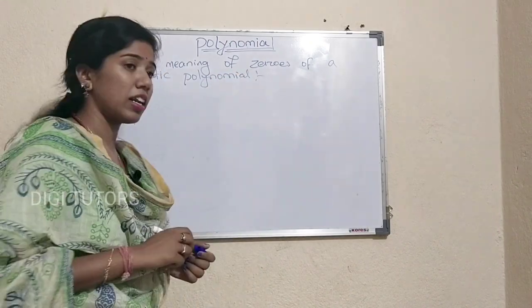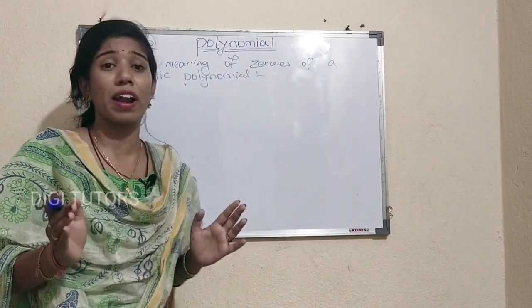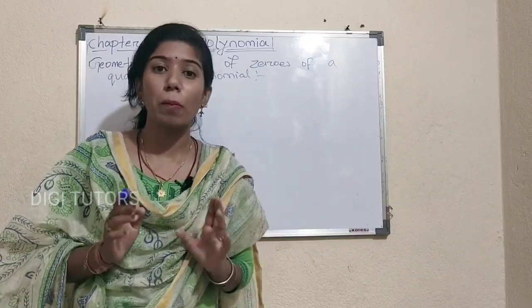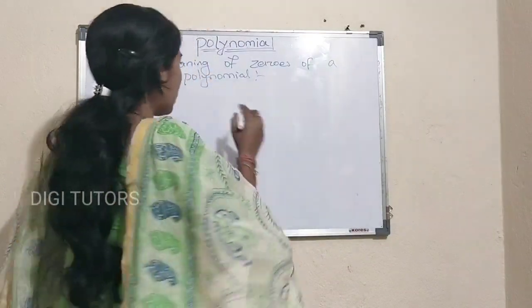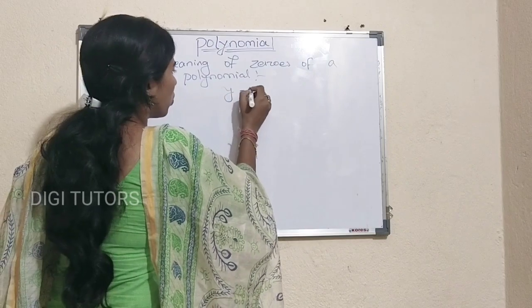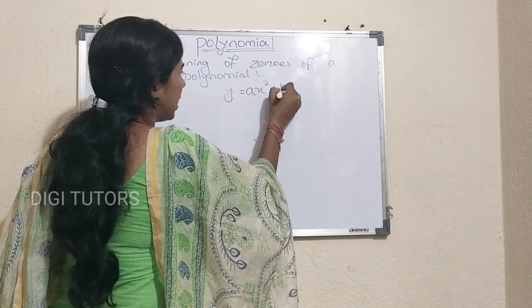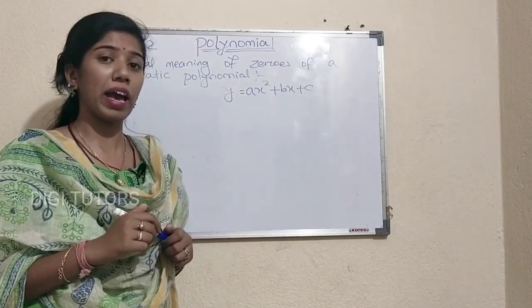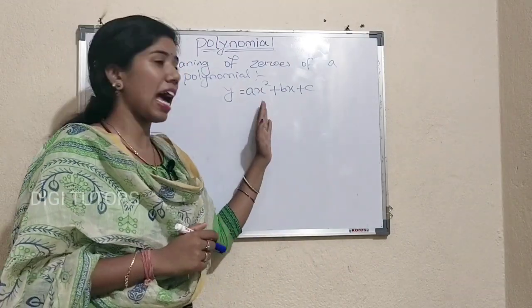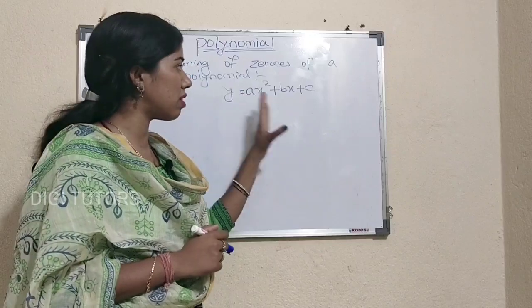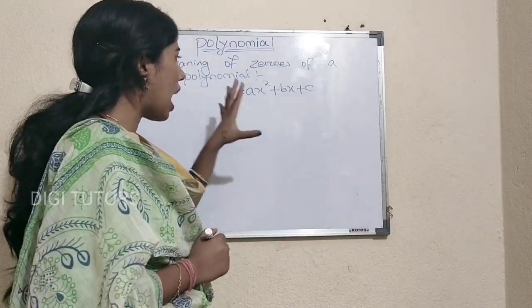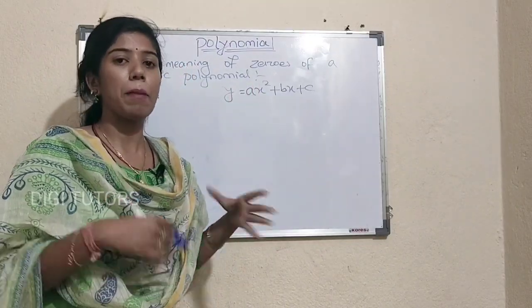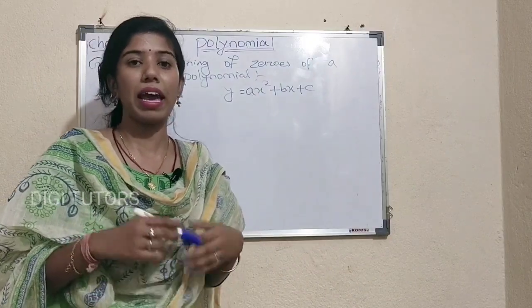I already told you what a quadratic polynomial is. What is the format of the quadratic polynomial? y equal to ax square plus bx plus c. This is a quadratic polynomial because here the highest degree is 2. So how do we represent this geometrically, by graphically?